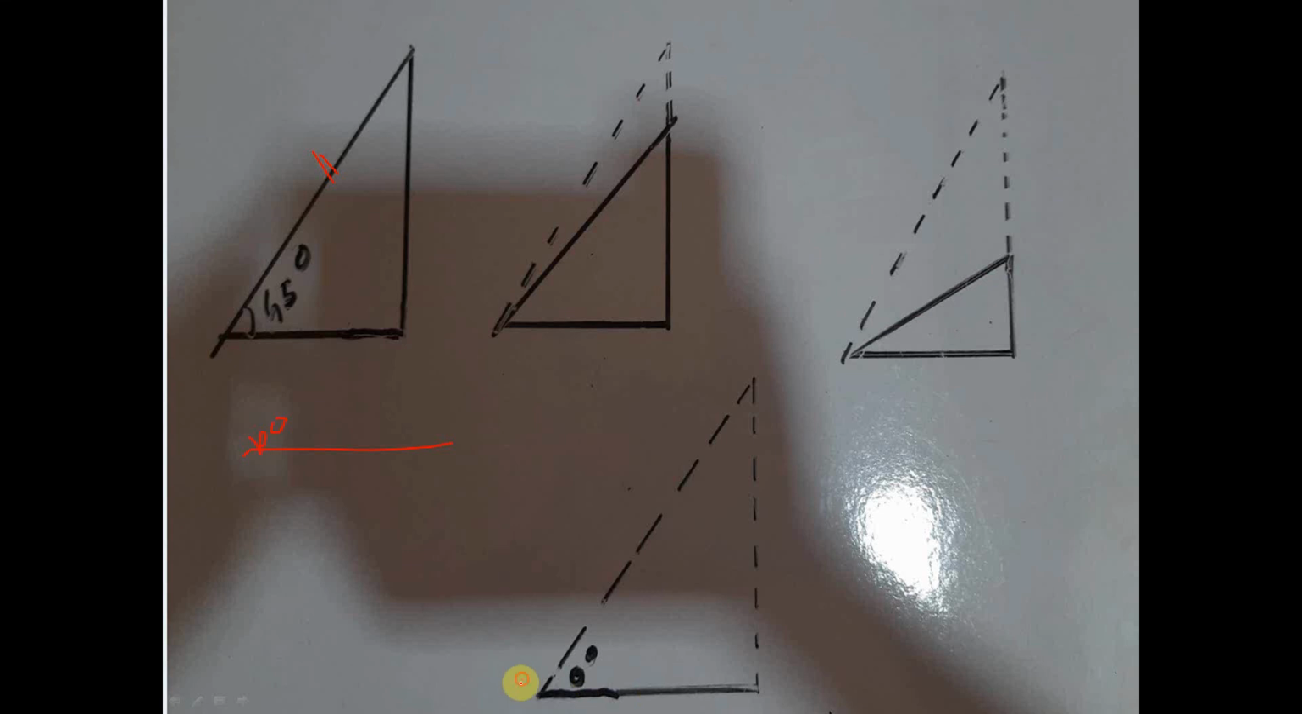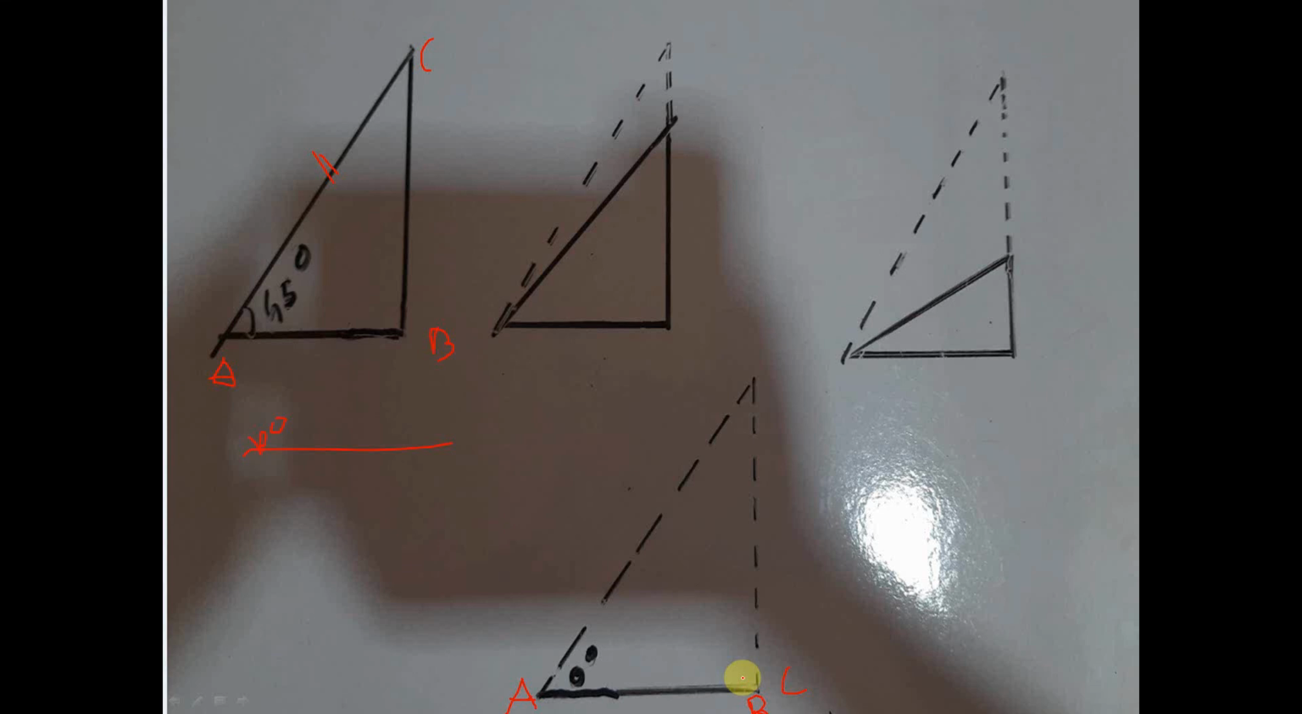Now this is A, this is C, and this is B. Now BC is on the same point. C came on the B. Now both are on the same point, and A became the 0 degree.